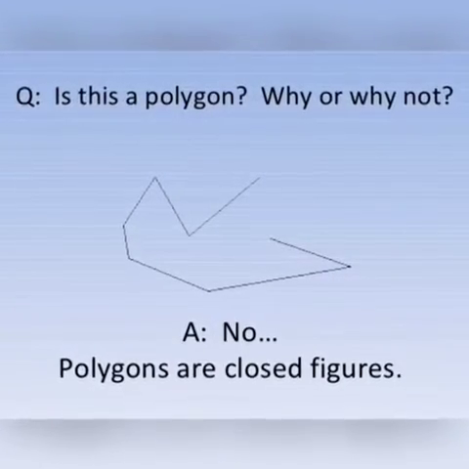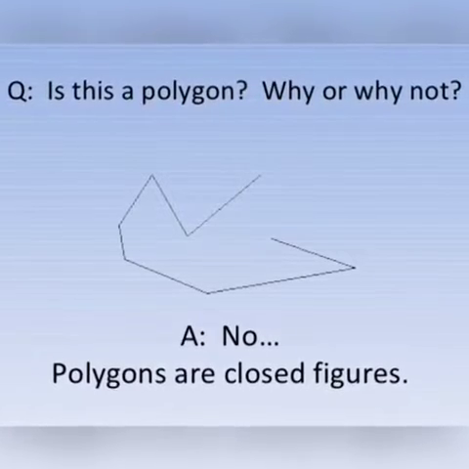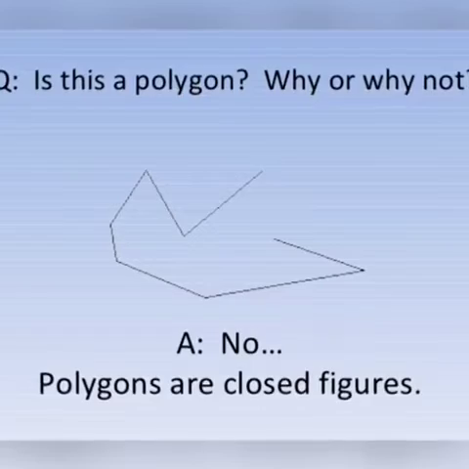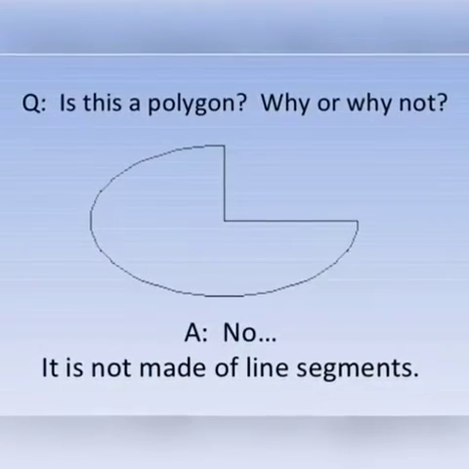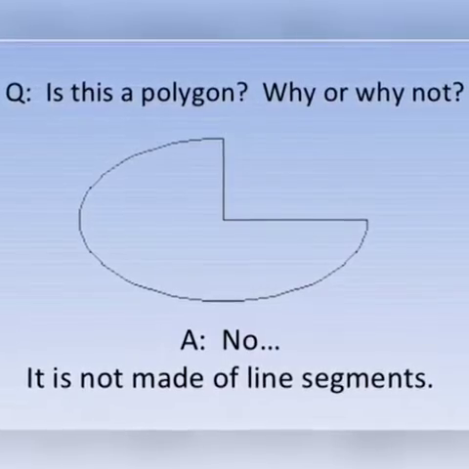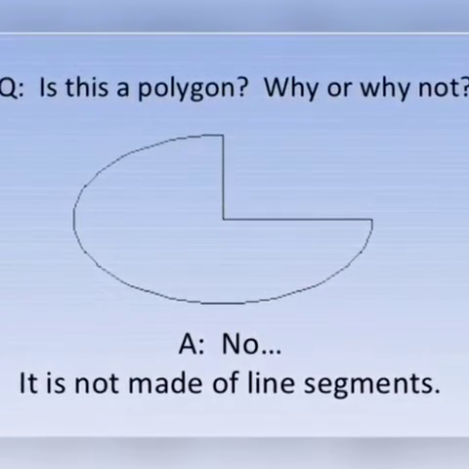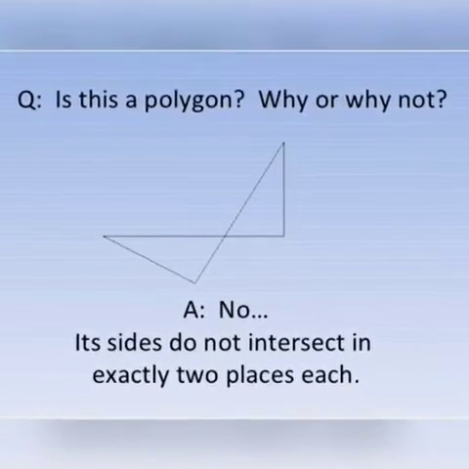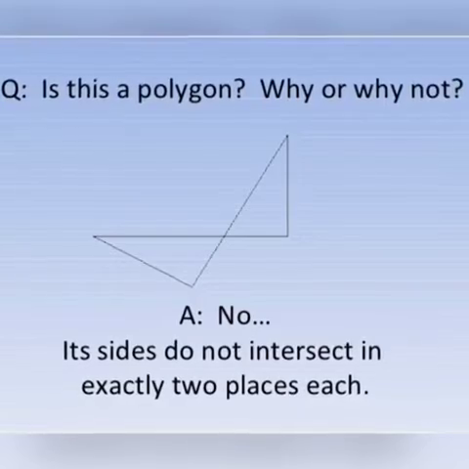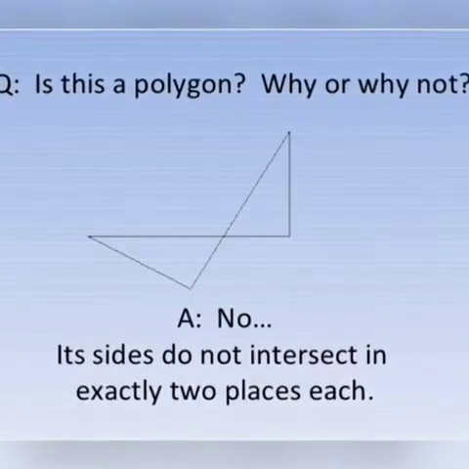Is this a polygon? Why or why not? No, polygons are closed figures. Is this a polygon? Why or why not? No, it is not made of line segments. What about this? Is this a polygon? Why or why not? No, its sides do not intersect in exactly two places each.